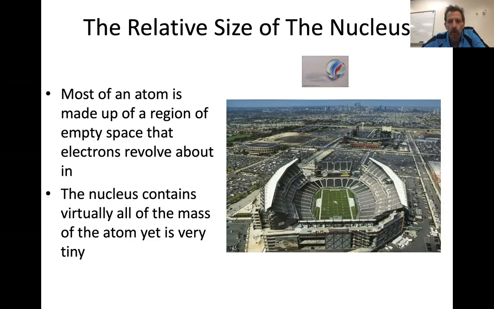If we were to take a marble and place it down in the eagle's eye, down at the 50-yard line at the stadium, the nucleus might be represented by the marble. The rest of the stadium would be all of that empty space where the electrons whiz around. So the relative size of the nucleus, even though that's where all the mass of the atom is packed, is actually the smallest part of the atom. Most of the atom is what we call empty space.